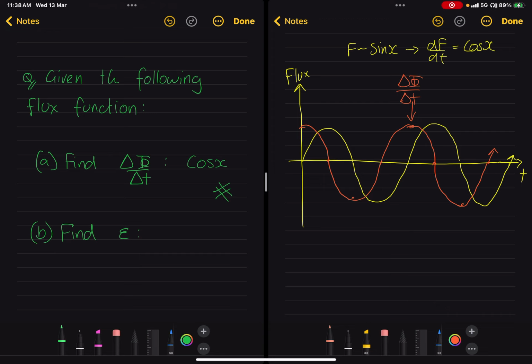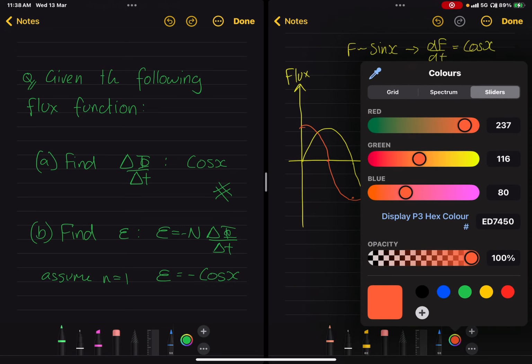Now the second part says find the electromotive force. Well, we know that electromotive force is minus n times del flux del time. If we assume that n is 1, it's just a single loop, then we will get that the electromotive force is going to be equal to minus cosine of x. We just found del flux del time was cosine of x. We have minus 1 in front of that. So it's going to be the cosine of x, but it's going to be upside down.